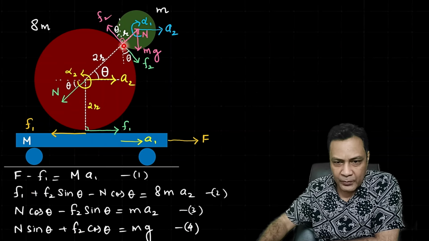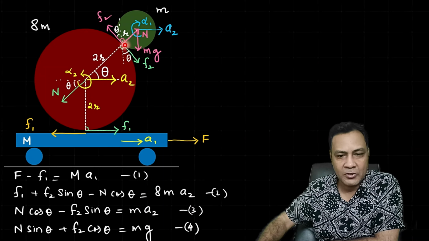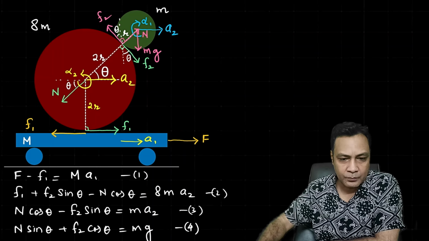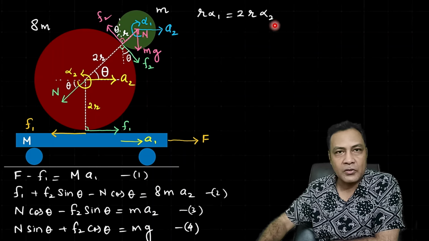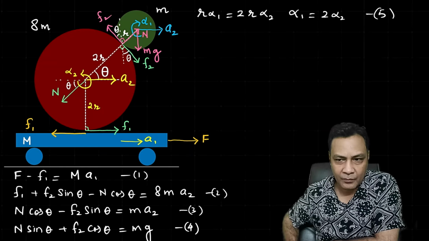Because there is no slipping at this point, this point of the big hemisphere and this point of the small hemisphere should have the same acceleration. And from here, if we see, the acceleration will be 2r alpha 2, and from here acceleration will be how much? Small r alpha 1. So r alpha 1 is equal to 2r alpha 2. It means alpha 1 is equal to 2 alpha 2. That is my equation number 5.